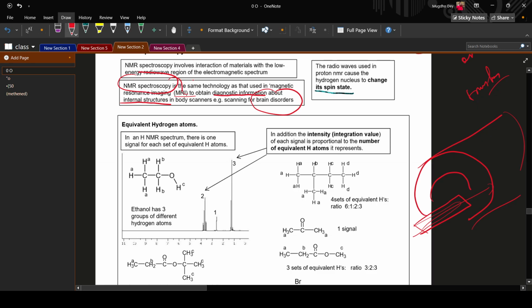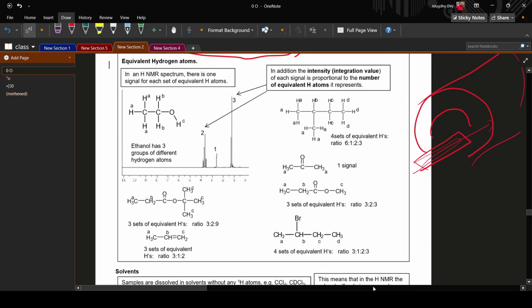You don't have to go that deep. If you have a bachelor's in biomedical engineering, then you can go deep; they will explain this whole thing in a much more advanced format. Anyways, let's move on to the part which is very important for our syllabus: equivalent hydrogen atoms.